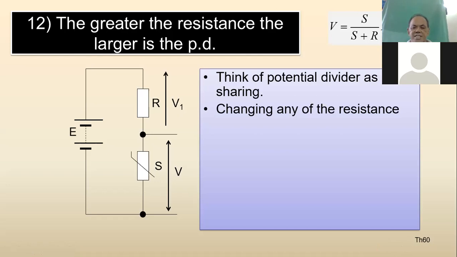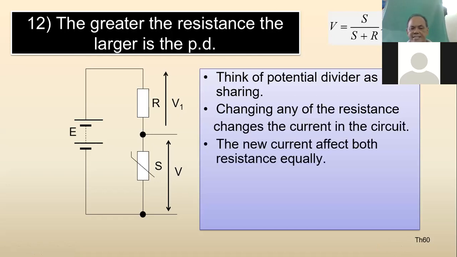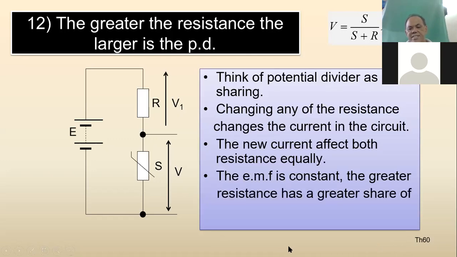Changing any of the resistances changes the current. Don't focus on current. It doesn't affect them at all. It affects both equally. The new current affects both resistances equally. EMF is constant. The greater the resistance, the greater will be this PD, because your potential difference is proportional to resistance. So if that resistance is larger, then it has a greater V1. That's what it means: a greater share of this EMF. This EMF is fixed. So if this is larger, it has a greater share, V.